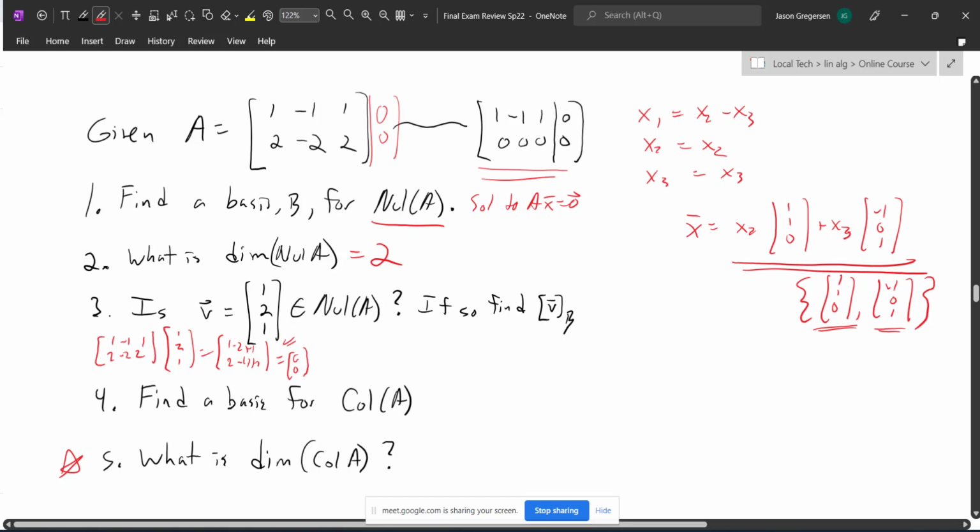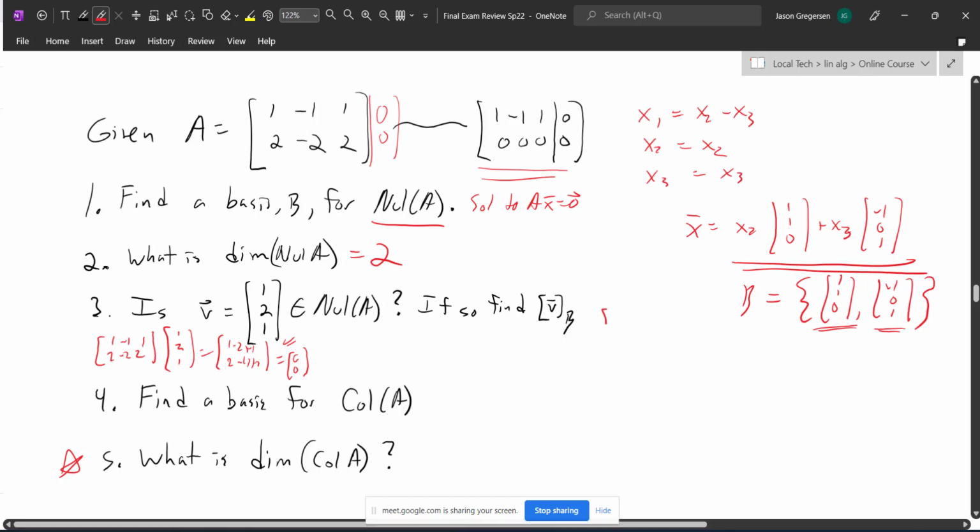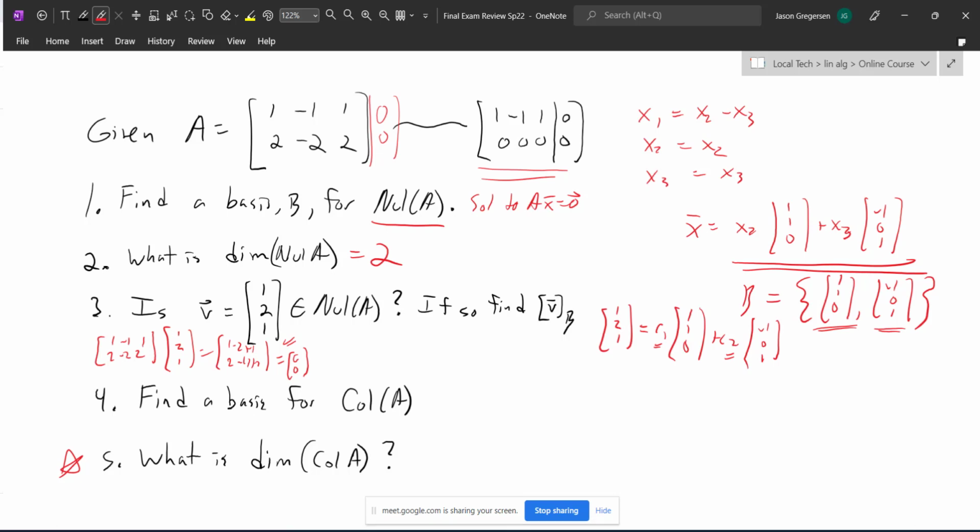Now because it's in the null space, and because I have a basis for the null space, I should be able to build the vector v using a linear combination of the basis vectors. So I should be able to build v by taking some number of the first basis vector plus some number times the second basis vector. How much of each basis vector I need is going to be the coordinates of v in terms of my basis.